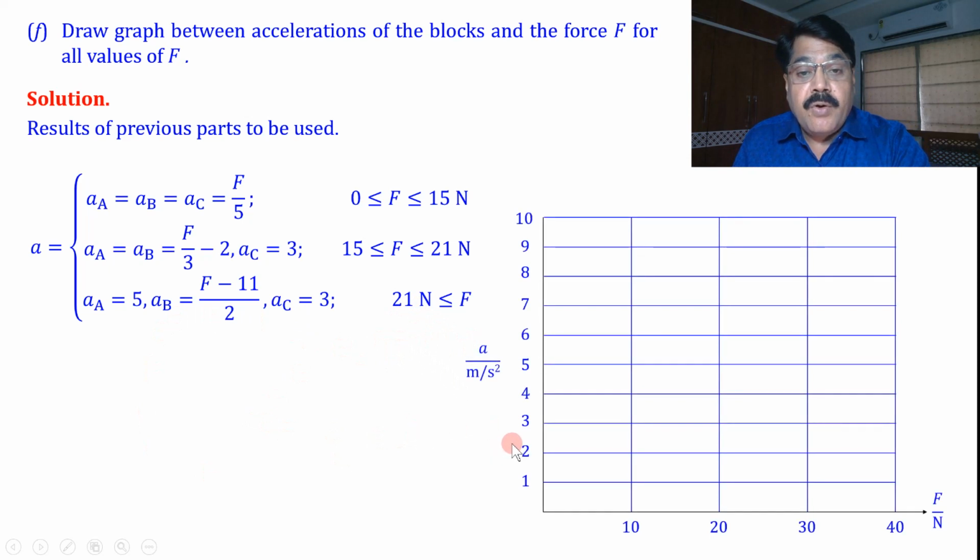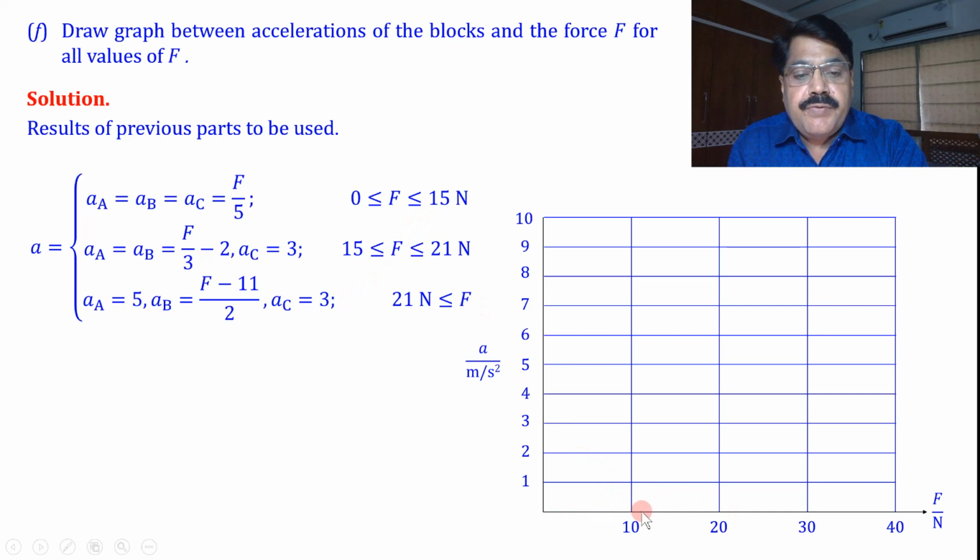Again here, on the ordinate we take the numerical value of acceleration, and on the abscissa we take the numerical value of the force. You can see the values 10, 20, 30 and 40, and 1, 2, 3, 4, 5 up to 10. So where discontinuities are occurring, meaning where the intervals are changing their definition, at F equal 15, say here, and F equal 21, say here.